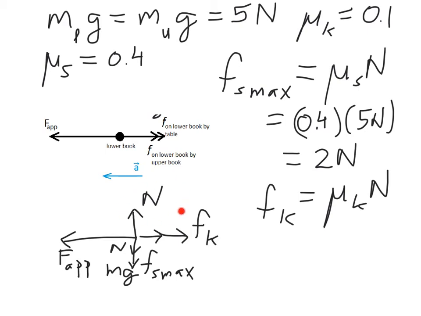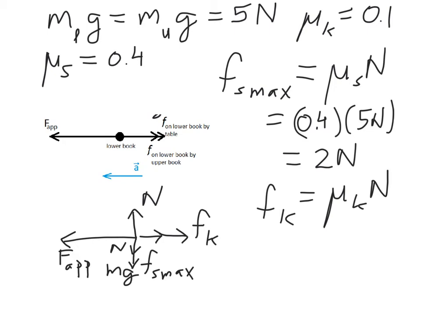But this normal force has to balance out both of these, the weight of the lower book and the normal force due to the upper book. But we know that this normal force corresponds to the weight of the upper book, and this has the same magnitude of 5 newtons, and so the total here is going to be 10 newtons. So the normal force of the table on the lower book is 10 newtons.